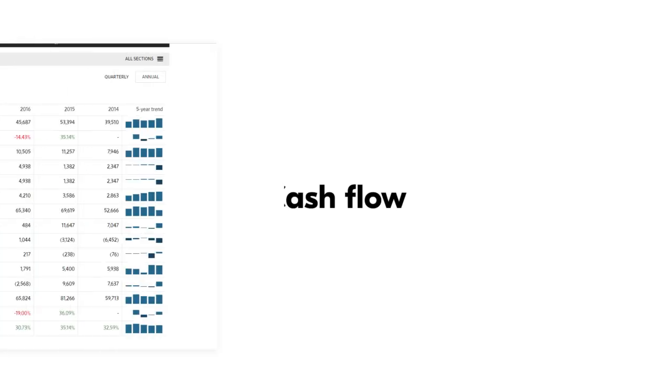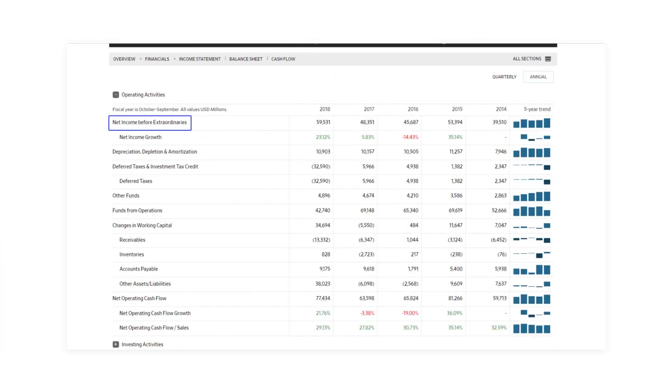Operating activities is a section indicating the amount of money a company receives as a result of ongoing regular business operations. Net income before extraordinaries is net profit before extraordinary events. Depreciation, depletion and amortization, the size of depreciation deductions. Net operating cash flow is an element that includes the cash inflow and outflow of a company from its core business.